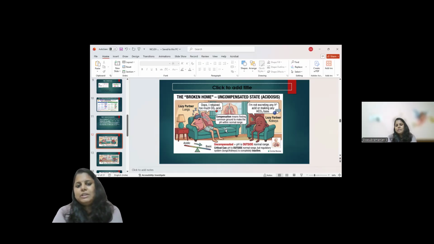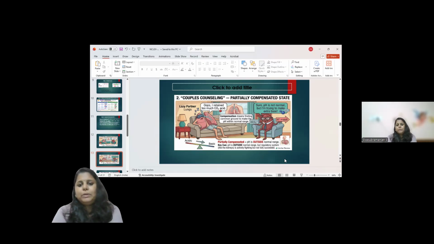Compensation means we have to find common ground to bring the pH within the normal range. Here they are not ready to balance the pH. Actually, they are tired. So uncompensated means the pH is outside the normal range and the regulatory system is completely inactive. So it's a completely uncompensated state. Is it clear?